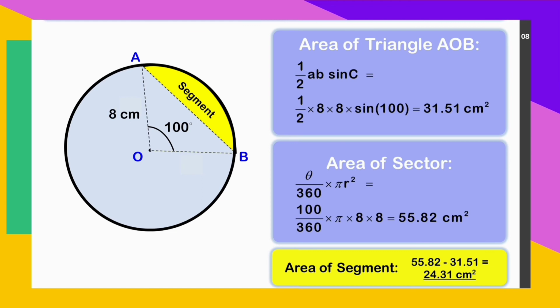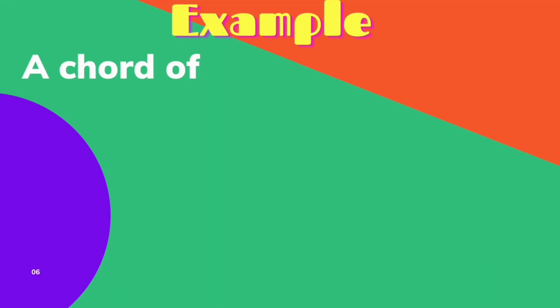And so if you find the area of the triangle AOB, which is half times 8, which is the radius of the circle, times 8 again, times the sine of 100, when you evaluate this, you are going to have 31.51 centimeters squared. You also find the area of the sector of the circle, which is theta all over 360 times pi r squared. When you evaluate this, you are going to have 24.31 centimeters squared as the answer.